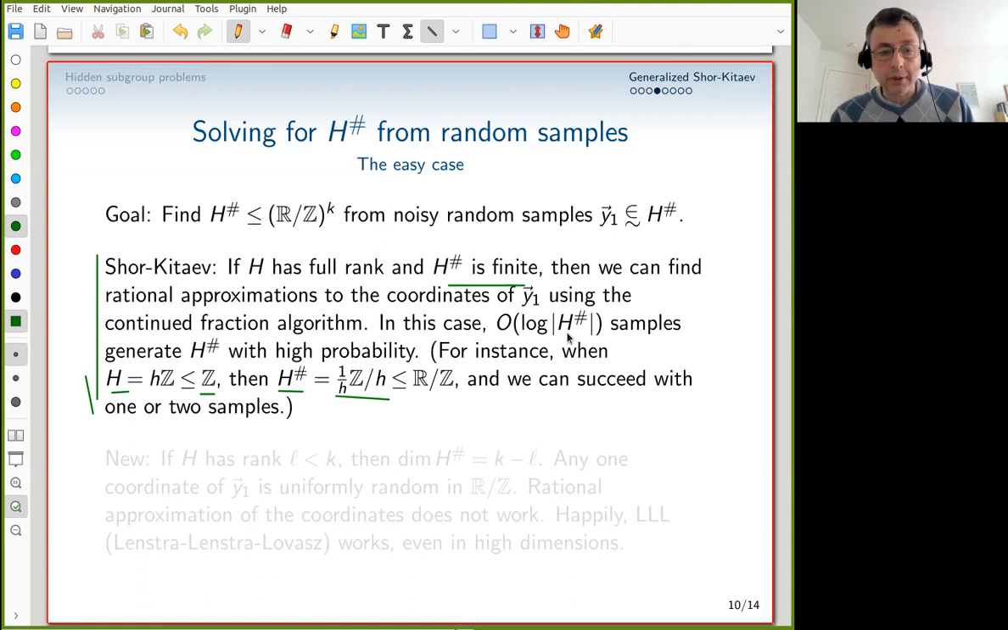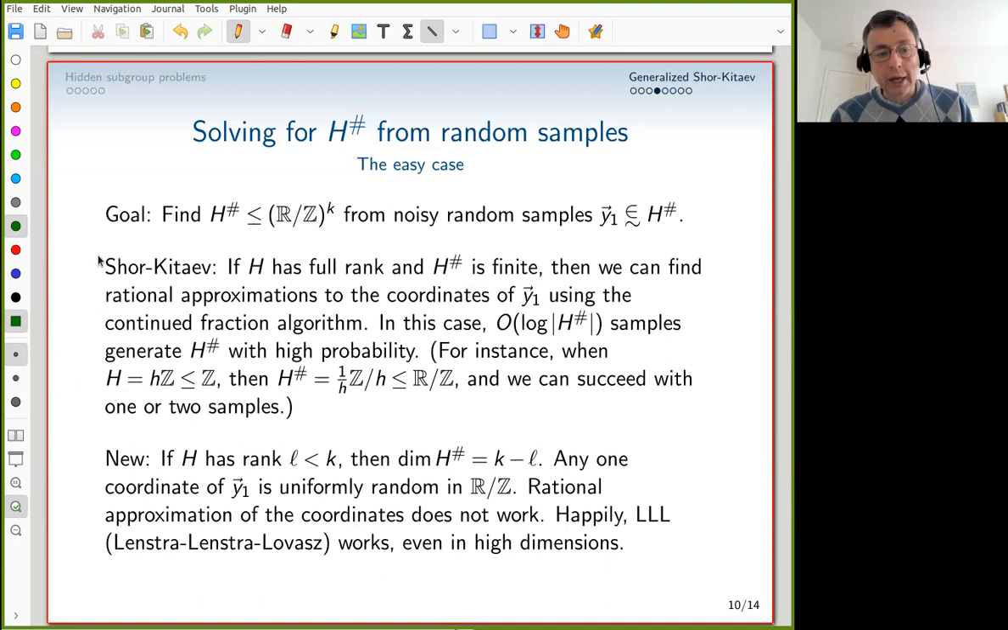Now there's this dilemma if H has deficient rank. And so I guess what I want to say, I was alluding to this before: if you know enough number theory, you look at this continued fraction algorithm step and you say, oh yeah, you use the continued fraction algorithm to approximate a noisy rational, to remove the noise from a noisy rational number.